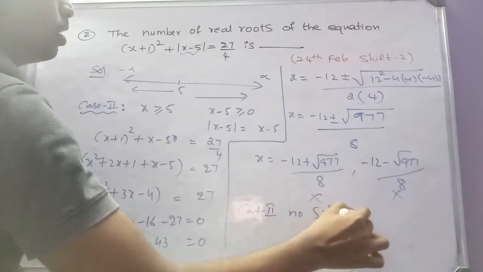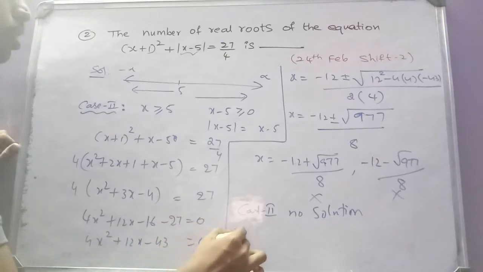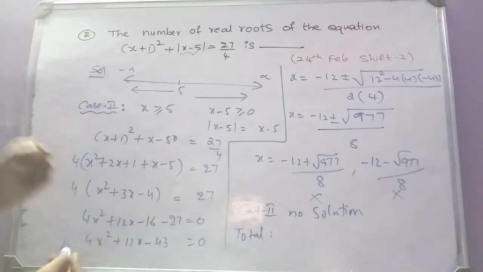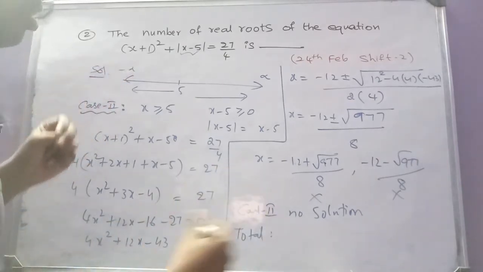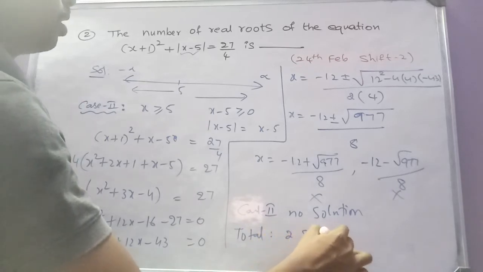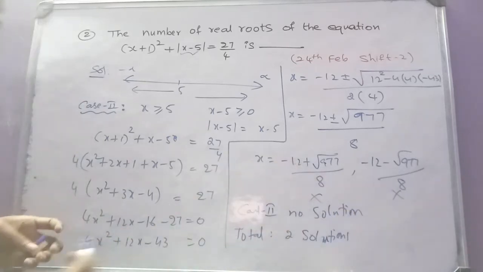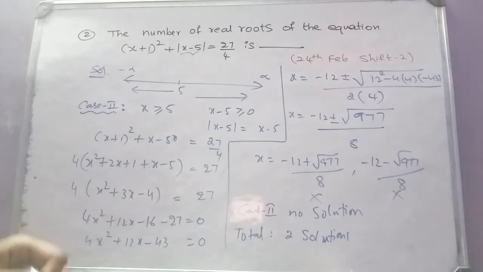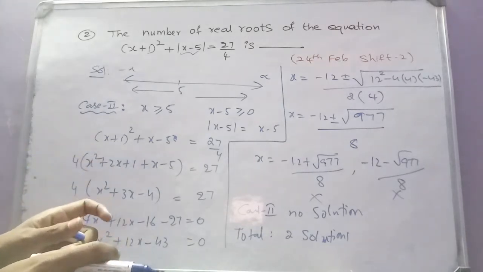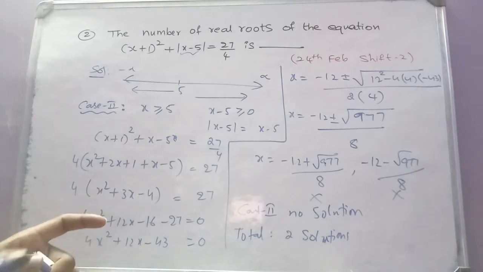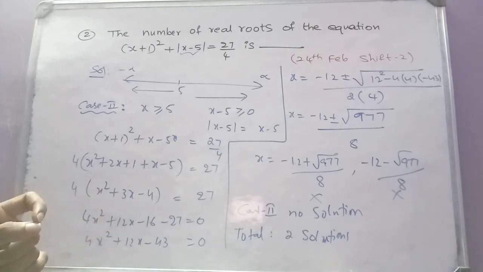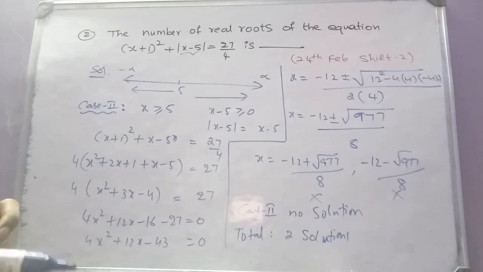So finally the total number of solutions: from case 1, 2 solutions, and from case 2, no solutions, totally 2 solutions. To explain it may take more time, but frankly, if you have enough practice in these kinds of problems, solving it doesn't take more than a minute. So remember that practice is what makes a difference.